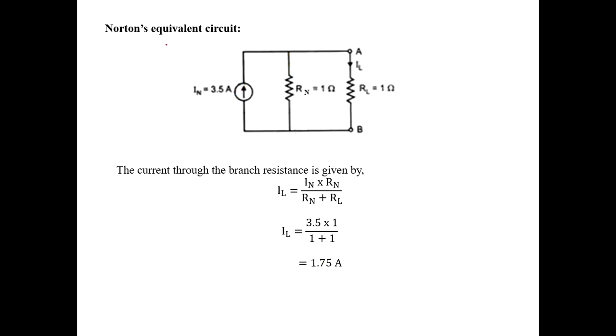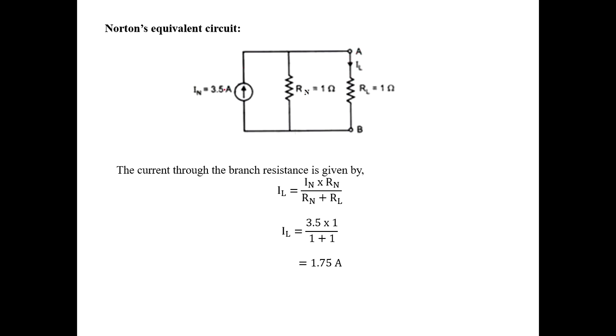Next we have to draw the equivalent circuit. This is the equivalent circuit. We know that the Norton current is parallel with the Norton resistance. Next, we know that our load resistance value is 1 ohm. Just connect the load resistance parallel with this Norton resistance. Next, our main aim is to calculate the load current. IL we have to find.